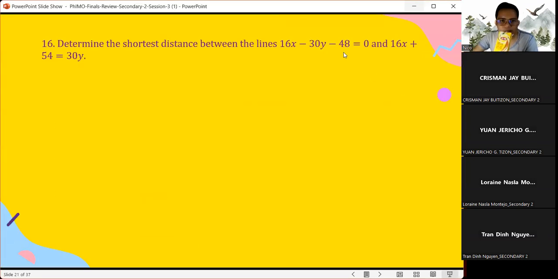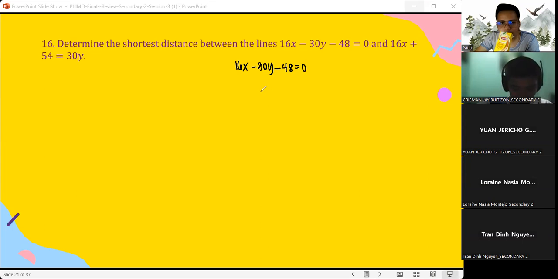Determine the shortest distance between the lines 16x minus 30y minus 48 equals 0, and 16x minus 30y plus 54 equals 0.